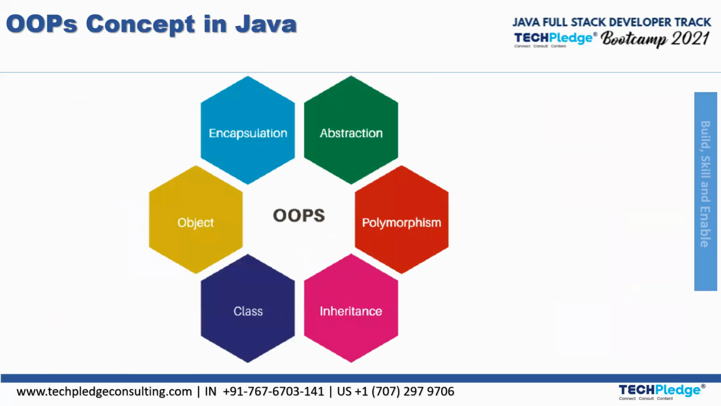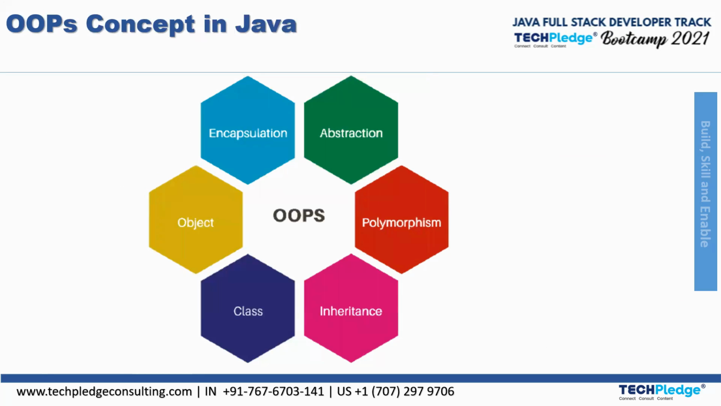So what are the OOPS concepts in Java? We have encapsulation, abstraction, polymorphism, inheritance, object and class. They are the basics, that's where it starts. And from there we get into the other different kinds of features.